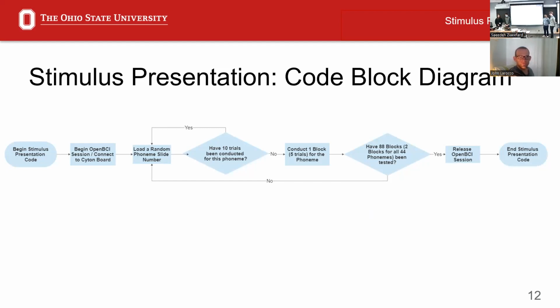We decided to split up. Instead of doing 10 trials at once, we do 5 trials at once because we want our data to be more accurate, and doing too many trials over and over again can decrease the accuracy of our trial data. And then the code just sees if we've tested every trial 10 times, and if it does, it releases the OpenBCI session and exits the code.